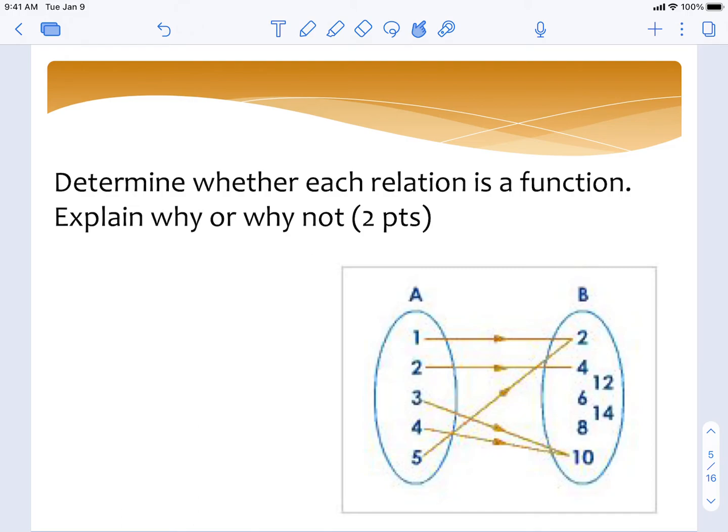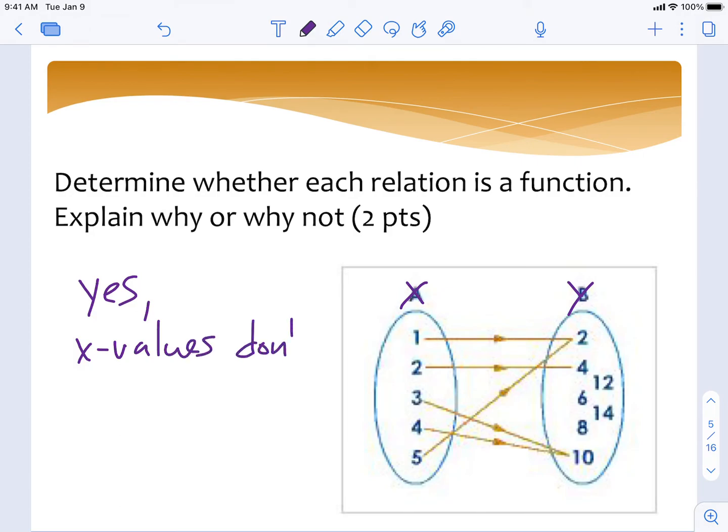All right, is this a function, yes or no? And explain why or why not. Anytime that we're doing these, we've got inputs and outputs. Those are x's and y's, so I'm just going to change that to an x and a y. This is a yes. It is a function, and the reason is that the x values do not repeat. If you have more than one input with different outputs, then you know that it's not a function.